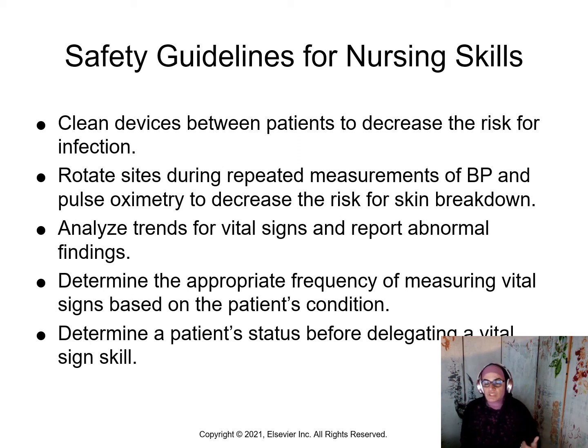Versus if her blood pressure was 110 and now it's 160, I'm going to check. Is she anxious? Is she in pain? Is she due for her next blood pressure medication? So you need to always look at that. And the last one, determine patient status before delegating a vital sign scale. I want to discuss this in class. I want to hear your opinion before I divulge for you what is the appropriate answer for that.